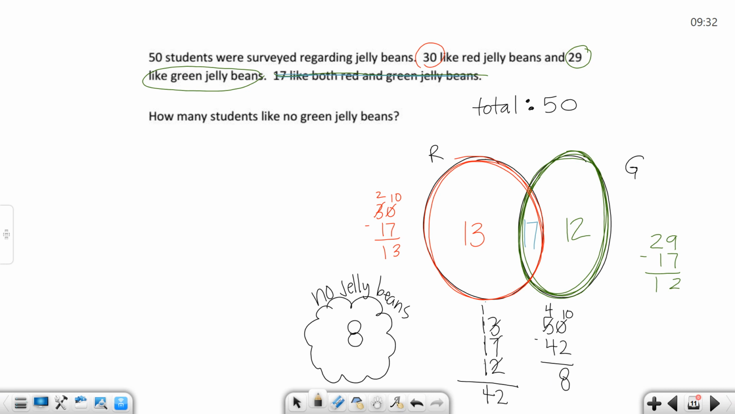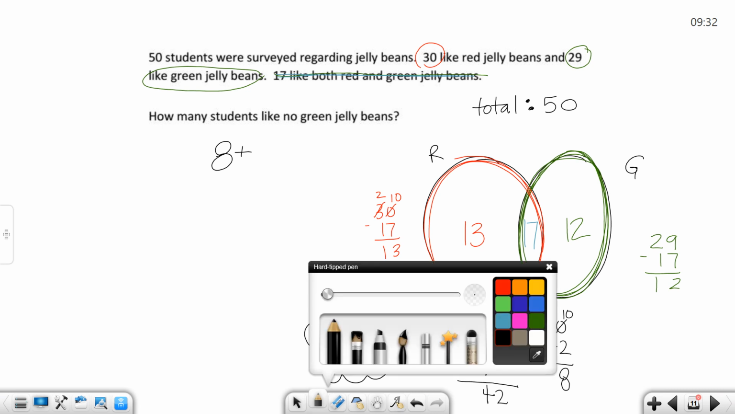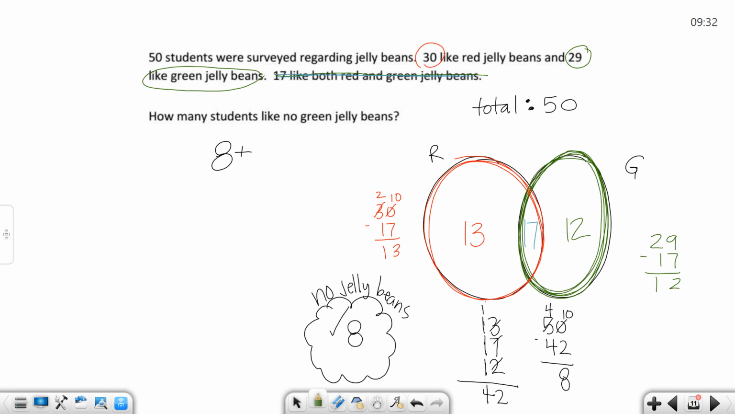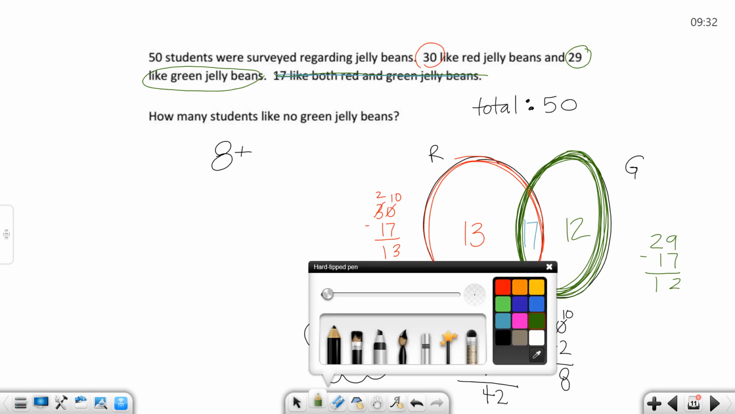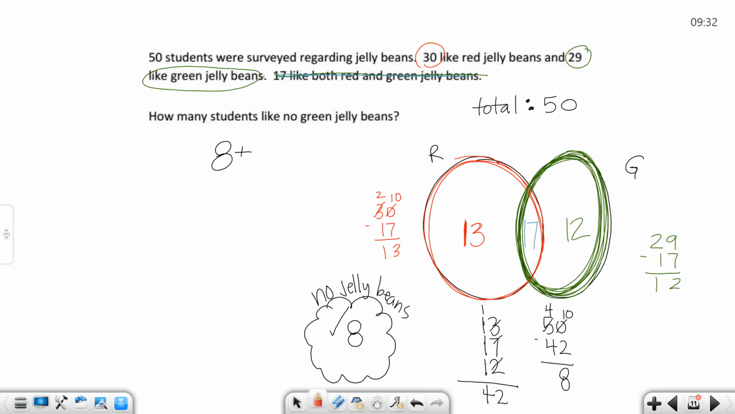Now the question says, how many students like no green jelly beans? Well, I know there's 8 of them that don't like any jelly beans, so they don't like green ones. Now, looking at my diagram over here, all of these kiddos here in this green one, they all like green. 17 plus 12 like green. But this 13 right here, they only like red. So this 13 right here, they do not like green. So if we add them up, we'd have 21 that do not like green jelly beans. 13 like only red and 8 like none. So adding them up, that's how we'd get our answer.